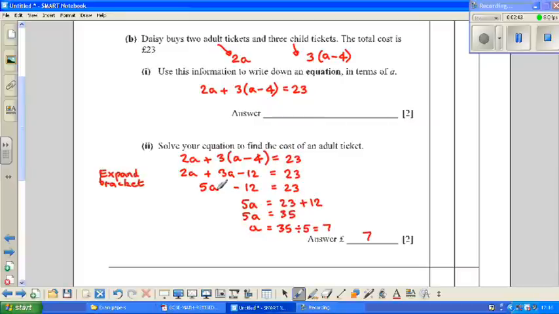So now we've got 5A, the minus 12 has gone away to the other side and it's become 23 plus 12. So now we've got 23 add 12 is 35. So now we've got 5A equals 35. And then the last step is, this is 5 times A equals 35. But we want to know what A is on its own. So we've got to get rid of the times by 5. We do that by doing the opposite of timesing by 5, which is dividing by 5. So A is equal to 35 divide by 5 equals 7.